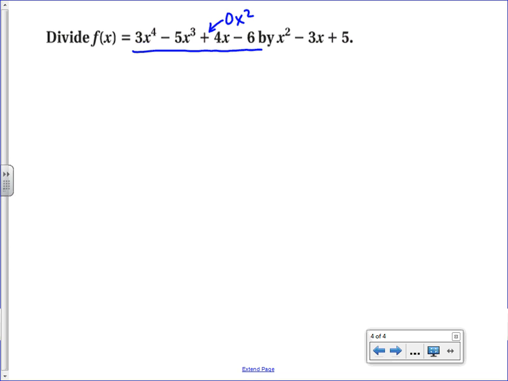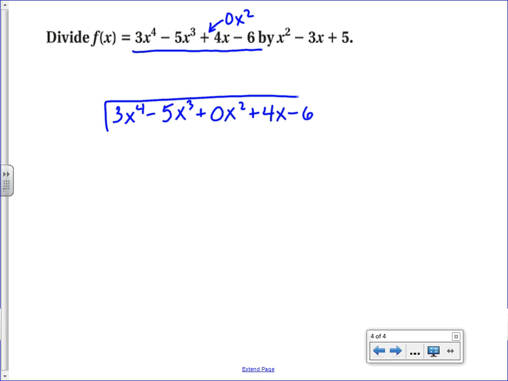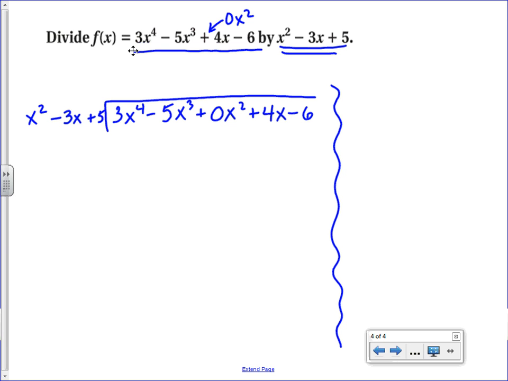So let's put our dividend, 3x to the 4th minus 5x to the 3rd, plus 0x squared plus 4x minus 6 in the little house. And this time we have a bit longer of a divisor here. It's going to be x squared minus 3x plus 5. Again, I'm going to leave myself a little sidebar to show the distributing step. Okay, it looks complicated, but remember we're only taking it one step at a time here.